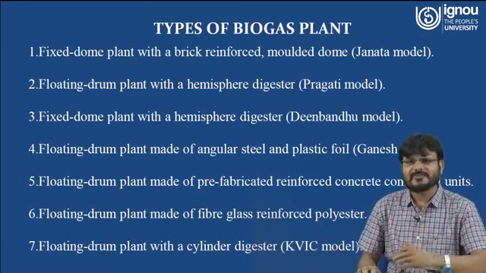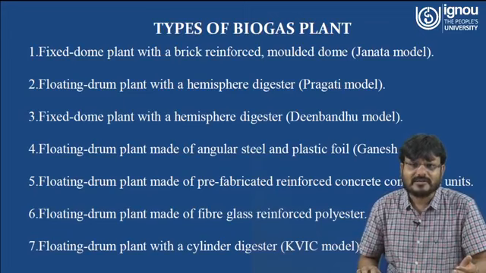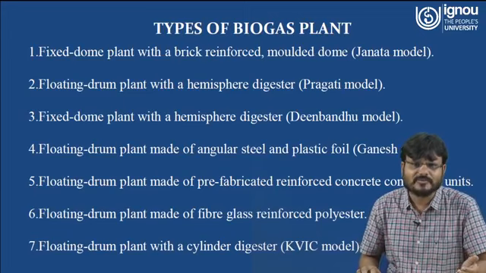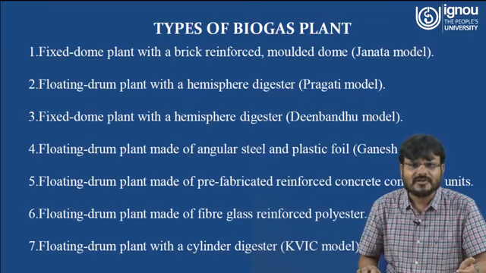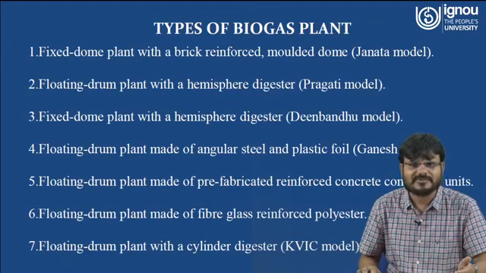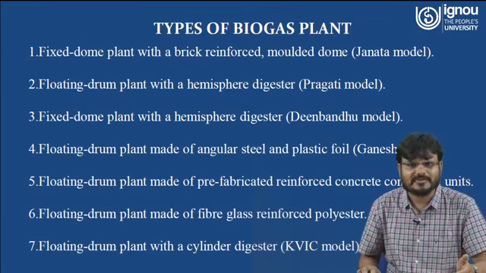Now, there are different types of biogas plant, but MNRE has classified them as follows. First is a fixed dome plant with the brick reinforced molded dome. It is also called the Janta model type biogas plant. Second is a floating drum plant with a hemisphere digester. It is also called the Pragati model.